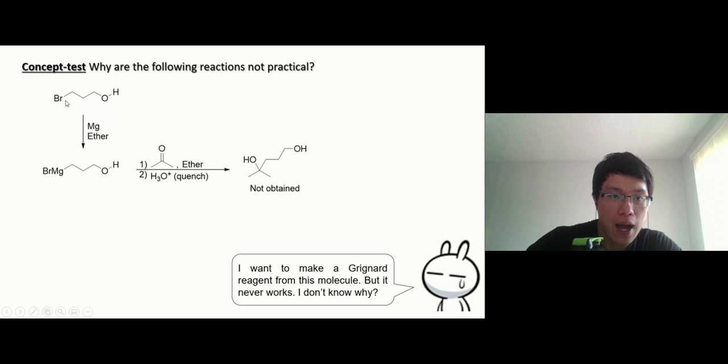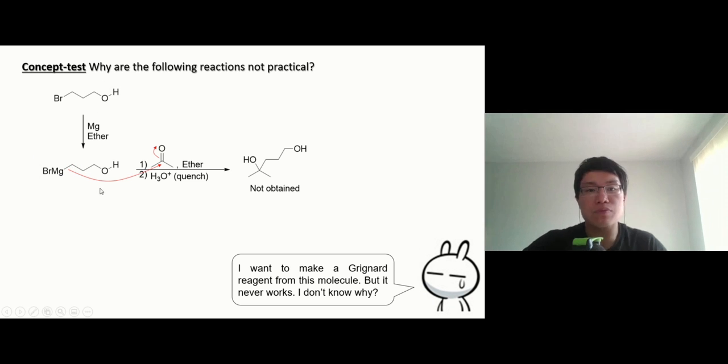So we start with this. We have alkyl halide and alcohol in the starting material. Add magnesium in ether, so make a Grignard right here. So what we want is this carbon here, a nucleophilic center, to attack the carbonyl carbon of acetone. This guy here is acetone. So basically, this is a Grignard reaction, and we want to get this compound, so we get a dialcohol. But somehow it doesn't go this way.